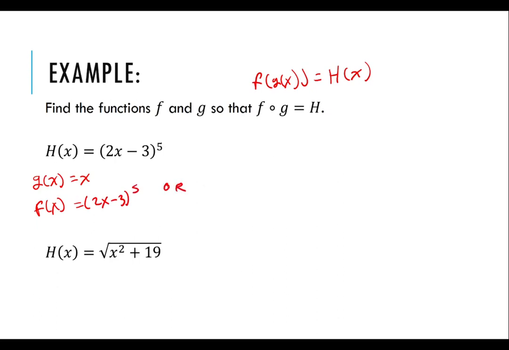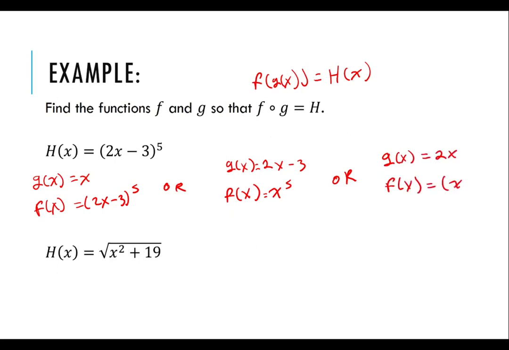We could also have the inner function being 2x minus 3, and then the outer function being x to the fifth. Then notice if you compose these, you'll get exactly what we started with. What's another one we could do? We could also say the inner function was 2x, and then the outer function was (x minus 3) to the fifth. So here's just some possible choices for what we could get.